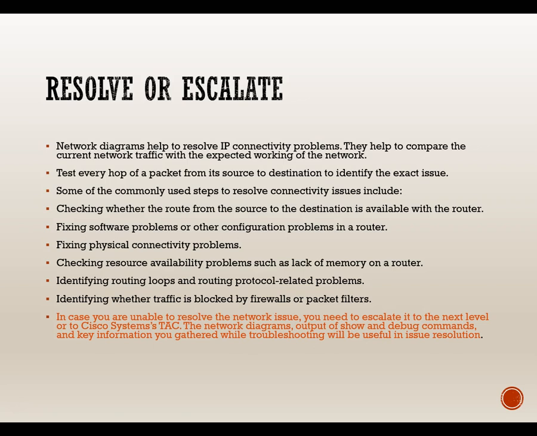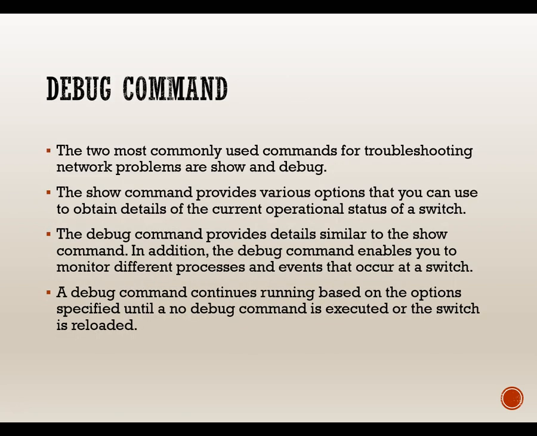inadvertently. And then it says in here, in case you are unable to resolve the issues, you need to escalate to the next level or to the Cisco Systems TAC. Cisco will assist you in troubleshooting as long as you have a maintenance contract with them. Network diagrams, output of the show and debug commands, and key information you gathered while troubleshooting are going to be useful when you do these escalations. So document all your troubleshooting and take it with you.